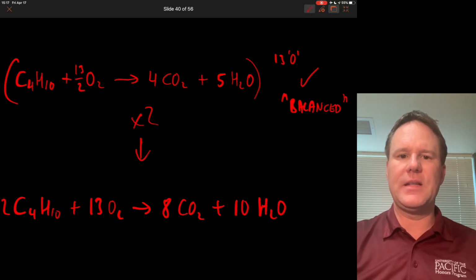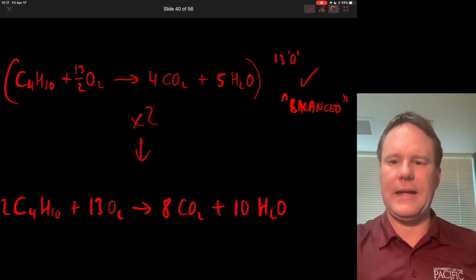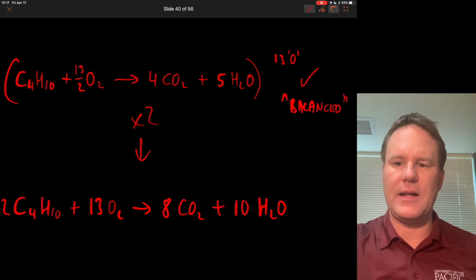Okay, so this is a neat little trick, especially because a lot of reactions that we do are like that. When it reacts with molecular oxygen, O2, then you don't worry about it too much. You just balance it with half oxygens, and then you multiply it in the end by 2, and then you get it balanced and with integer coefficients. Okay, let's go back.